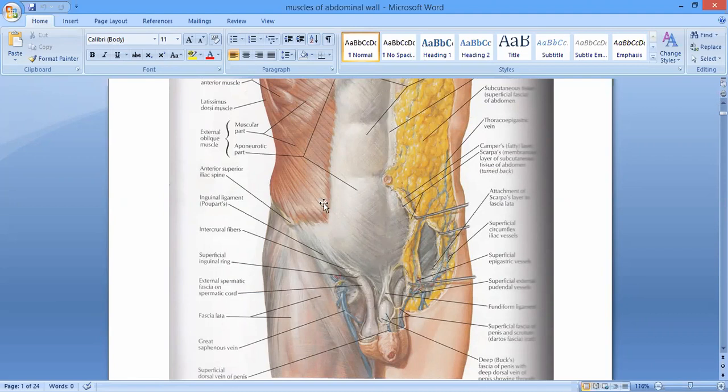So they are going to be inserted all over there, starting from the xiphoid process, and then they're merging in the linea alba, and then here up to the pubic crest and the pubic tubercle. Okay, any problem?